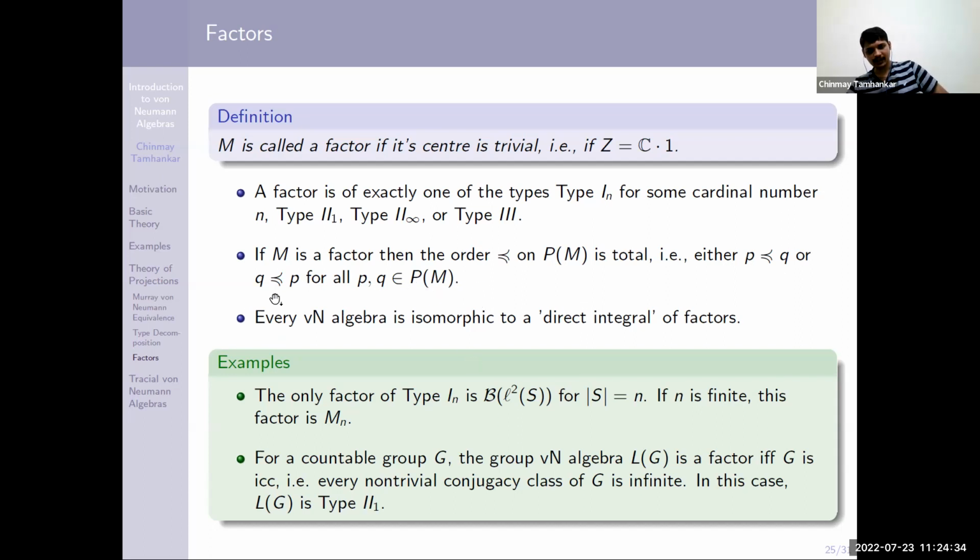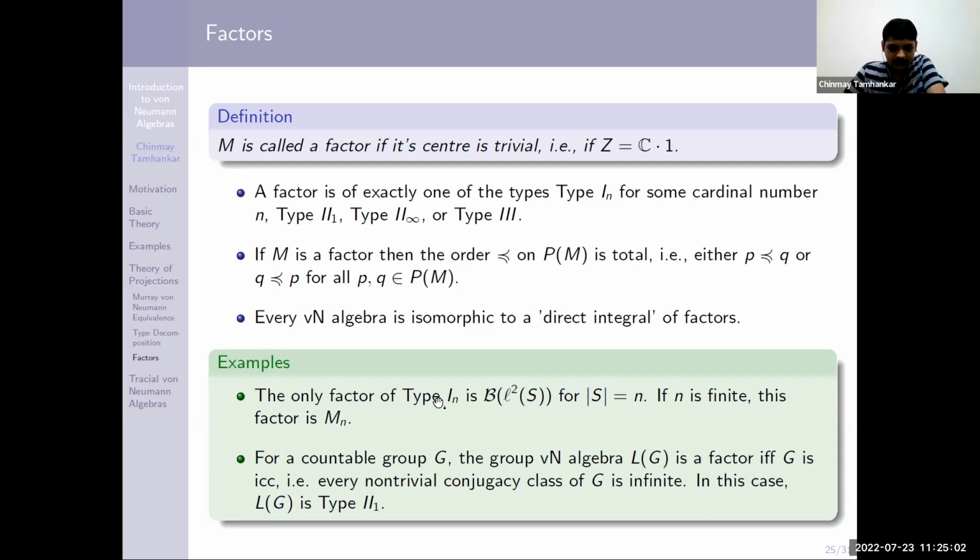And what we can have is that M can be decomposed into a direct integral of factors. We won't define what direct integrals are here, but from this you can see that these factors are sort of building blocks of von Neumann algebras, and so they are very important to study. Okay, so now let's see examples of these factors.